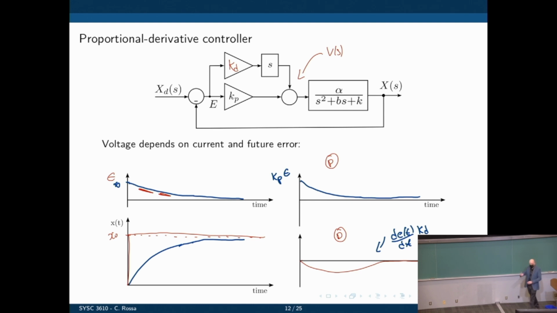Because we are looking at the rate of change and the error is decreasing. So if the error is decreasing, its derivative is negative. And that's what we see in the derivative component. Now we take the result multiplied by kd. That's the derivative component. So how does that help with overshoots, as I said before? Well, let's look at it, because the voltage is now the sum of these two. That plus this one is V of S.